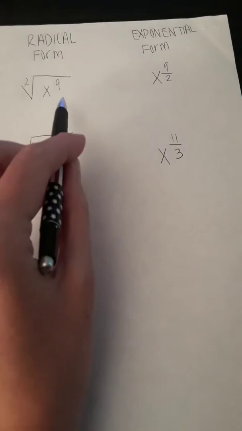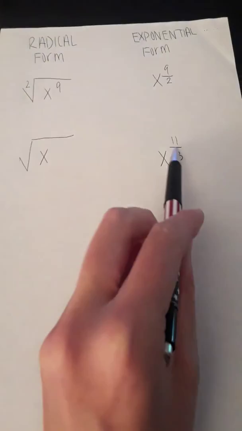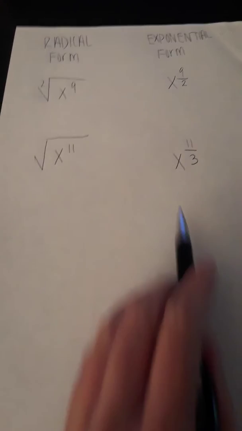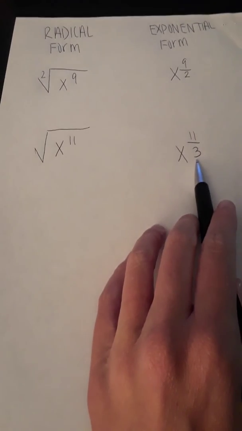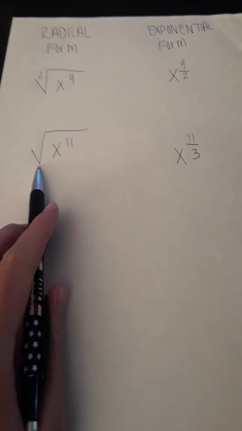Since we're literally just doing the opposite of what we just did, from the last one, 9 went on the top. So here, 11's on the top. So x is going to be to the 11th power. And then this one's a little different. I want you to pay attention here. 3 is on the bottom. Now it's important that when we do this, we know this is not a square root. This is, in fact, a cube root.